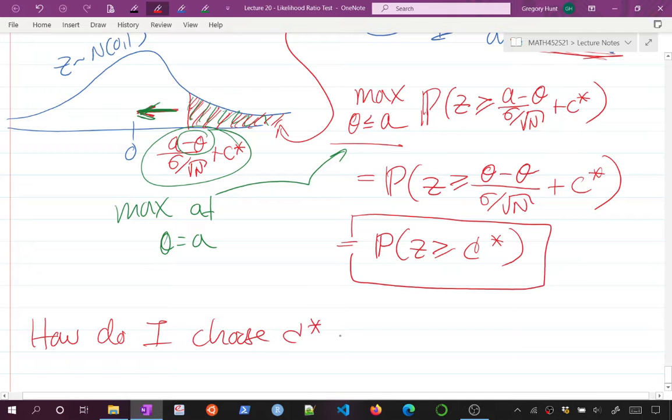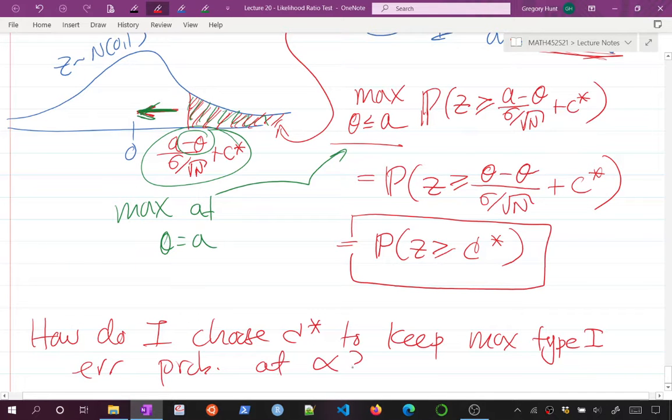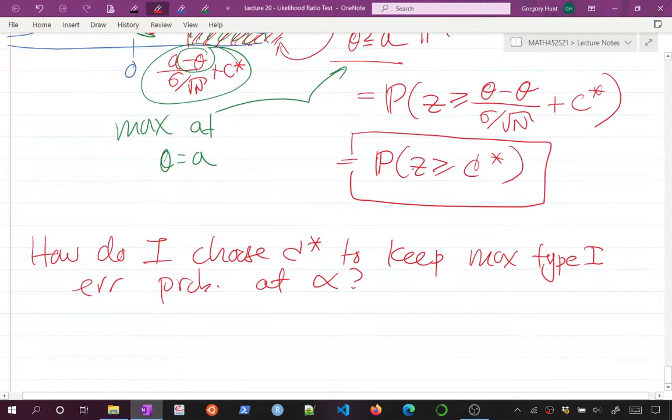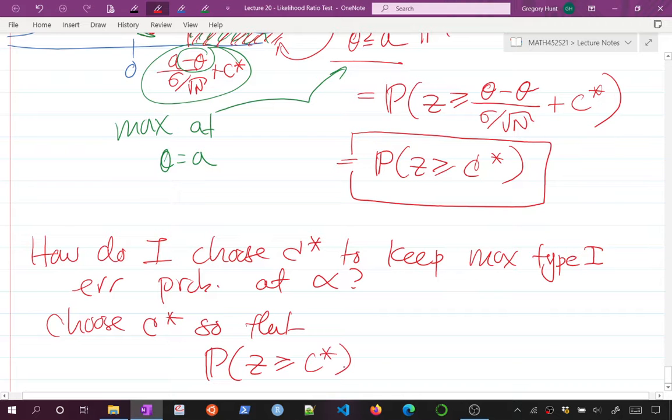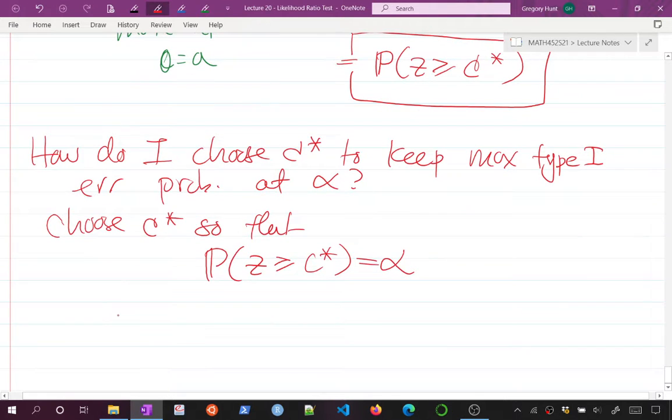C star to keep the max type 1 error probability at alpha? Well, I want to choose C star so that the probability z bigger than C star is equal to alpha. So choose C star so that z, which is just some standard normal, bigger than C star is equal to alpha, i.e., we're going to choose C star.